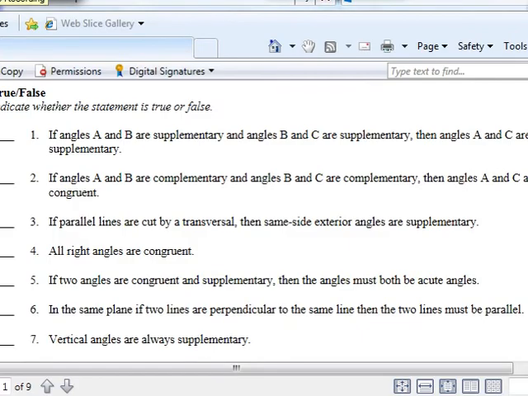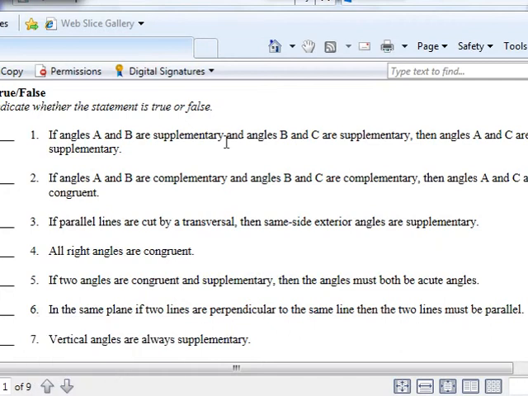Okay, go through the possible true false. Number one says, if angles A and B are supplementary, and angles B and C are supplementary, then angles A and C are supplementary. This is actually a theorem. It's called the congruent supplements theorem if you want to look it up. If you don't remember the theorem, no big deal.